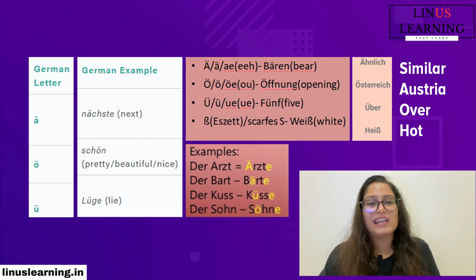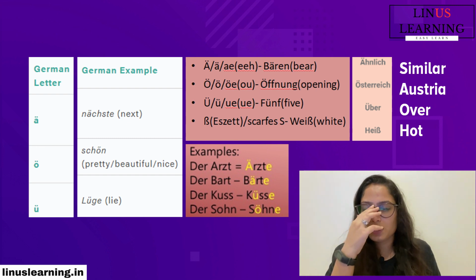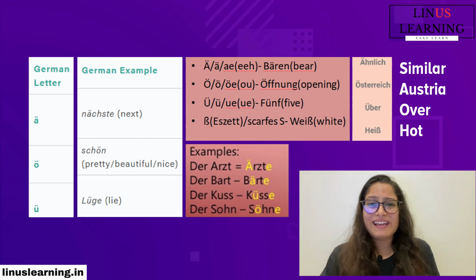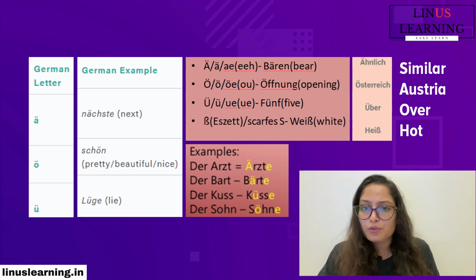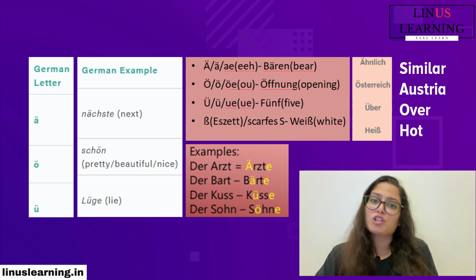For A umlaut, one example is nächster. Nächster means next. Some more examples are Bären. Bären means bears, the plural. Or ähnlich. Ähnlich means similar. Then for O umlaut, like I said, schön means pretty or beautiful. Then we can also say Öffnung. Öffnung means opening. Or Österreich. Österreich means Austria, the country in the European Union.